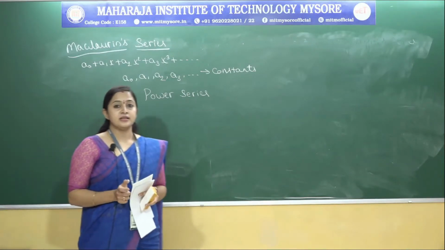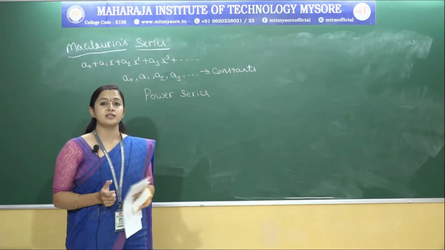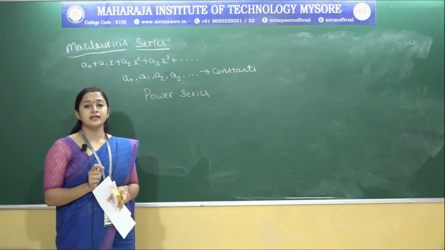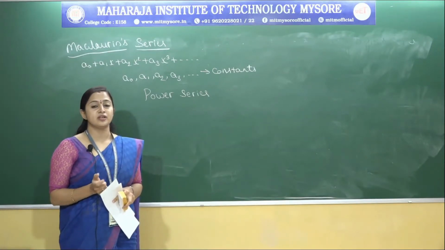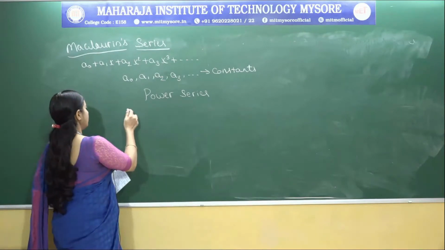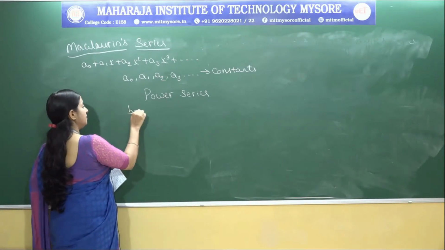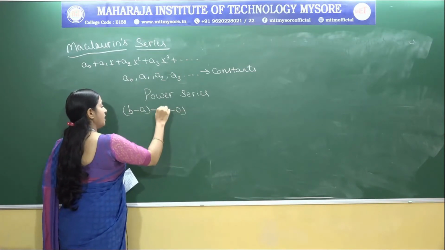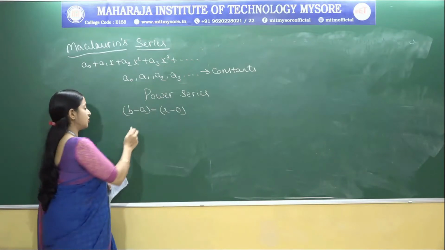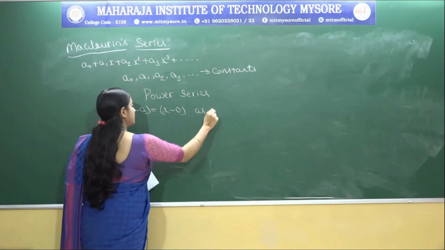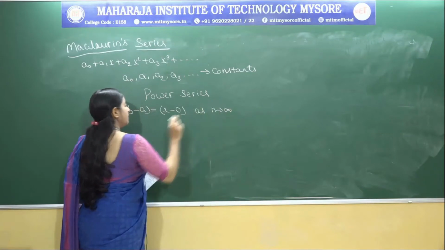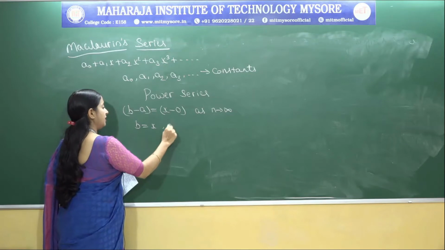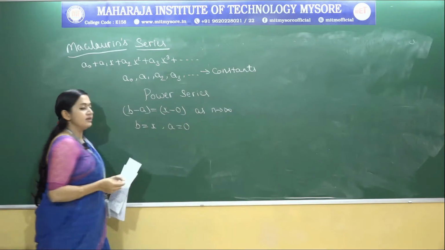The Maclaurin series is derived from the Taylor series. In the Taylor series, the last term of the RHS tends to 0 as n tends to infinity. In the Taylor series, for b minus a, you have to put x minus 0. That is, in the Taylor series you put b equal to x and a equal to 0, and you will get the Maclaurin series.